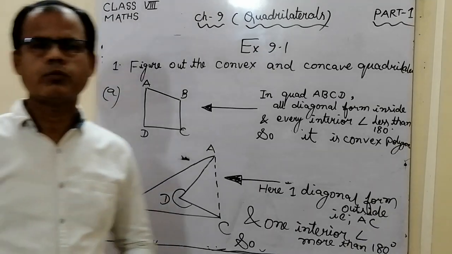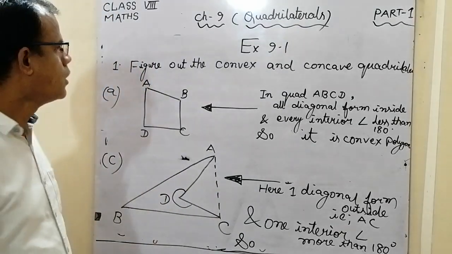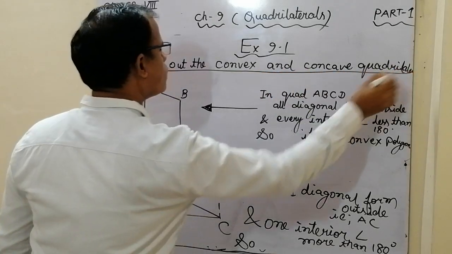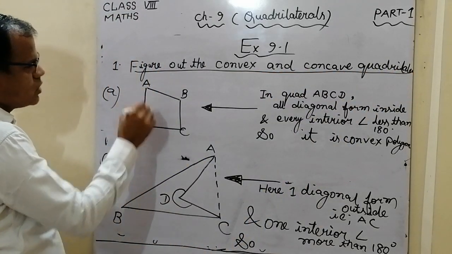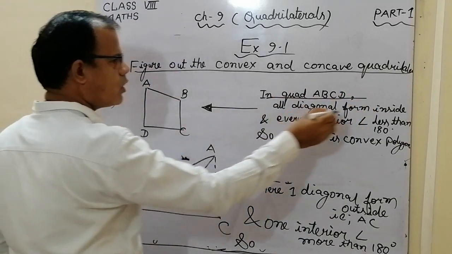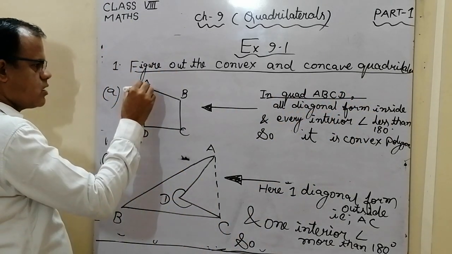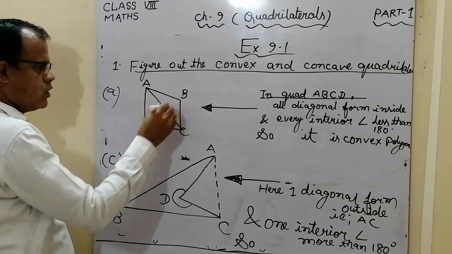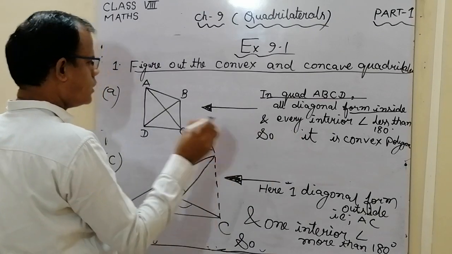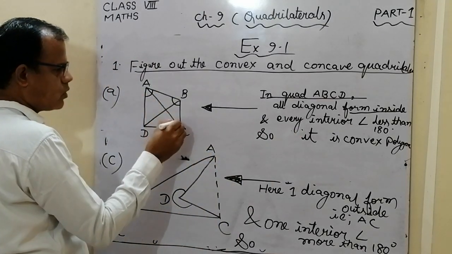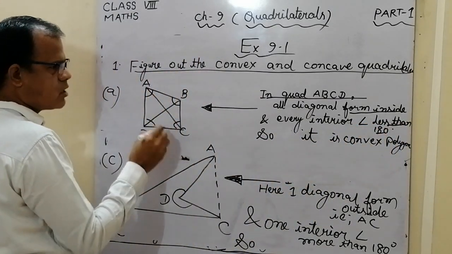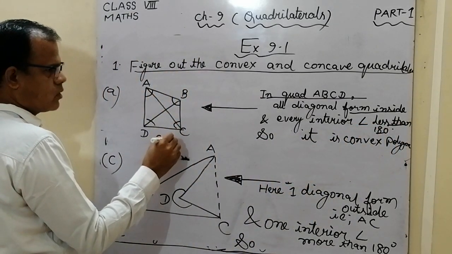Yes student, now moving to exercise 9.1. Here first question: figure out the convex and concave quadrilateral. So look here, in this figure ABCD, in quadrilateral ABCD, all diagonals form inside. Here see AC diagonal and BD diagonal. These diagonals form inside, and all four interior angles are less than 180.